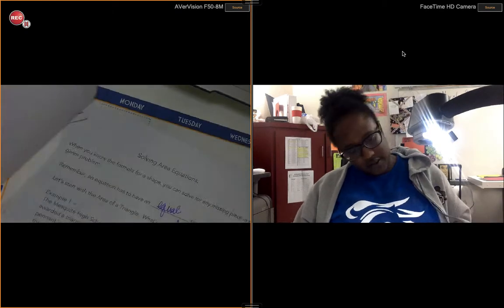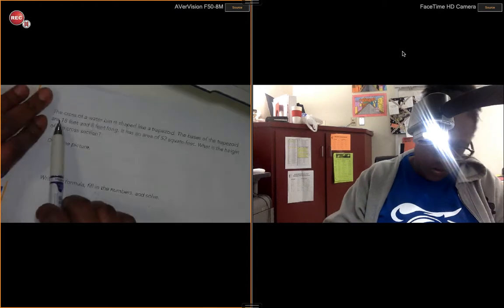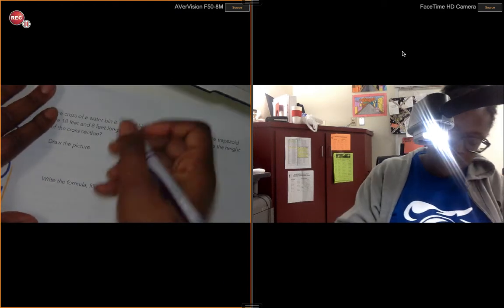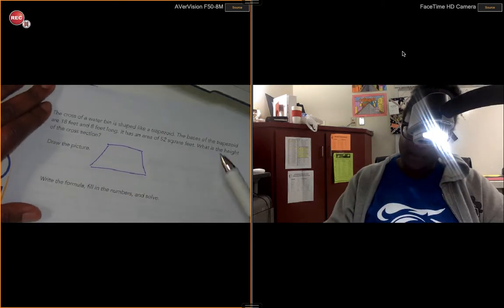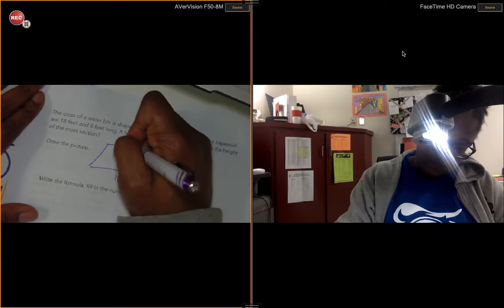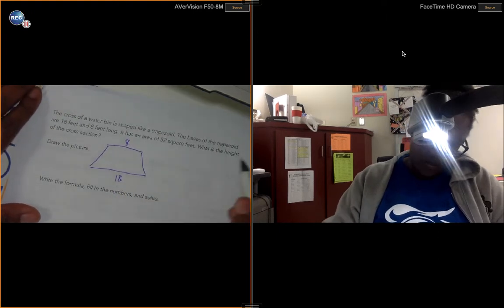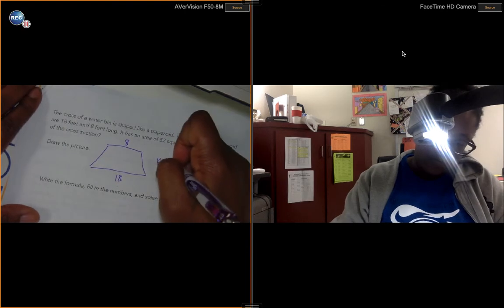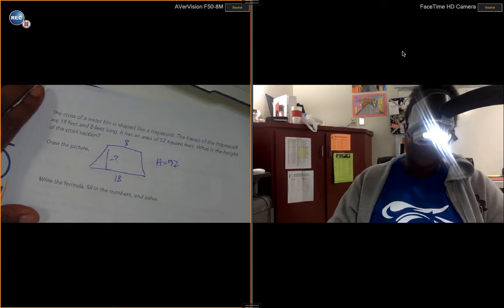Let's practice. Okay, so the crossover water bridge is shaped like a trapezoid. As soon as I get to a shape name, I automatically draw it. The bases of the trapezoid are 18 feet and 8 feet. I know that this is 18 and that one's 8 because this is the longer one and that's the shorter one. The area is 52 square inches. What is the height? So we're looking for the height.